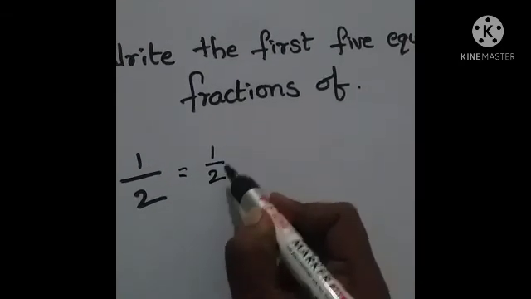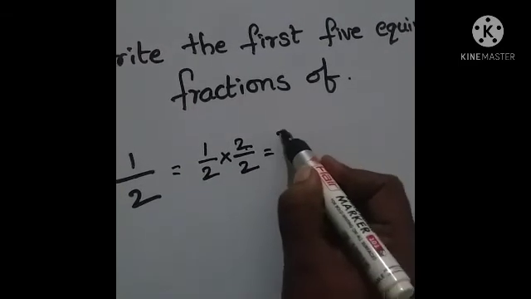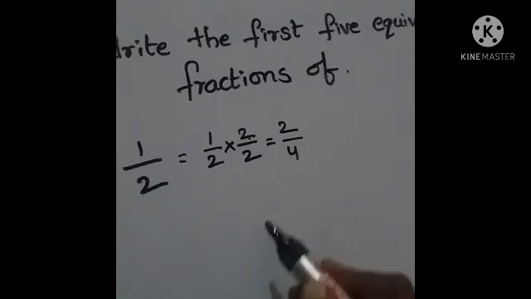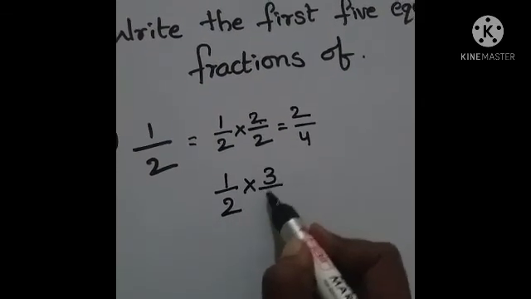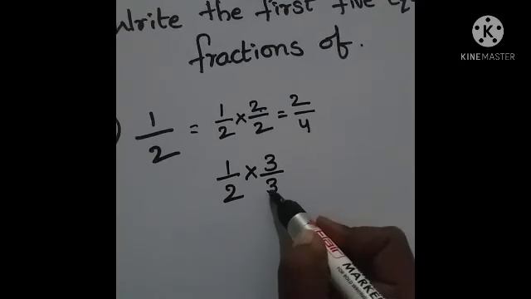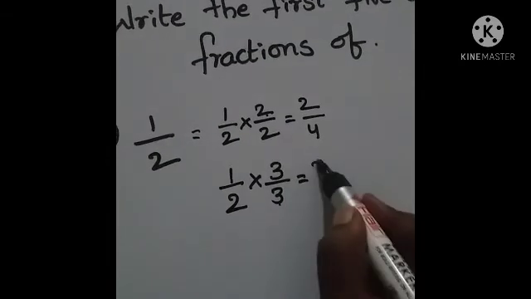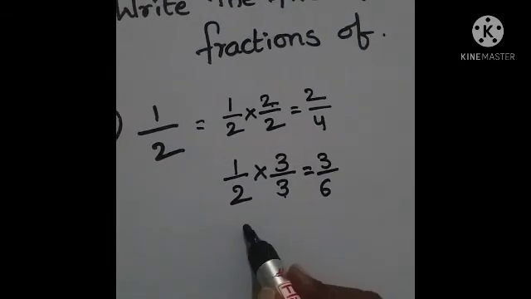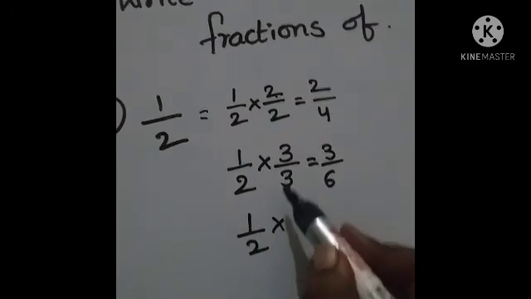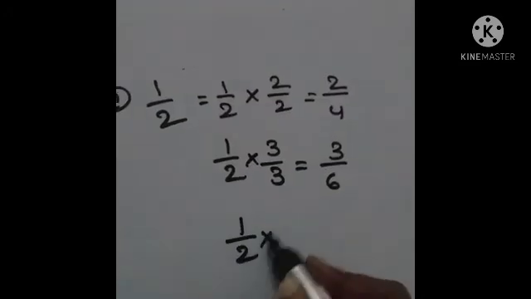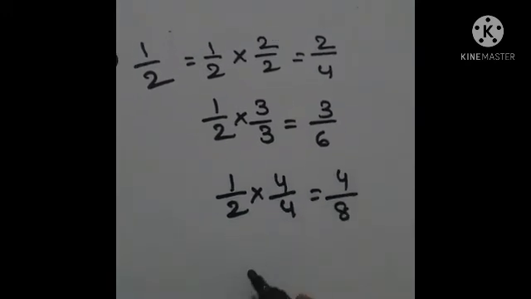So 1 by 2 into 2 by 2: 2 ones are 2, 2 twos are 4. Next 1 by 2 into 3 by 3. Same number for numerator and denominator. 3 ones are 3, 3 twos are 6. Next, whatever number it may be, you have to take the same number. 1 by 2 into 4 by 4: 1 4 is 4, 2 4s are 8.